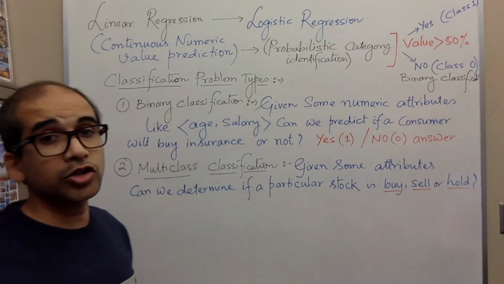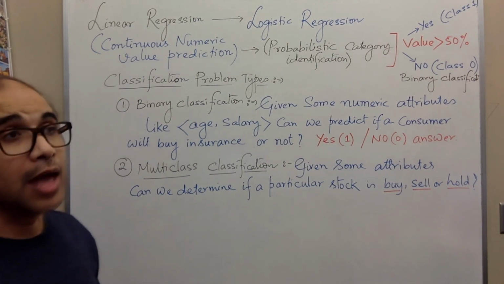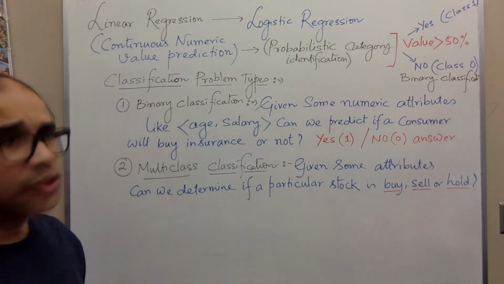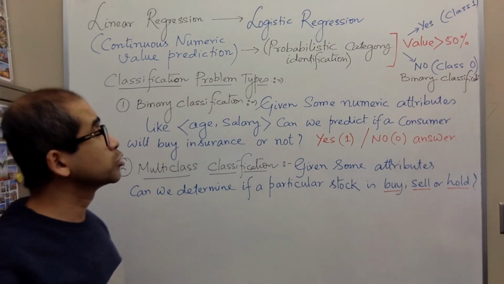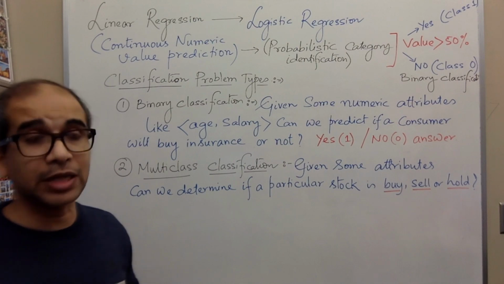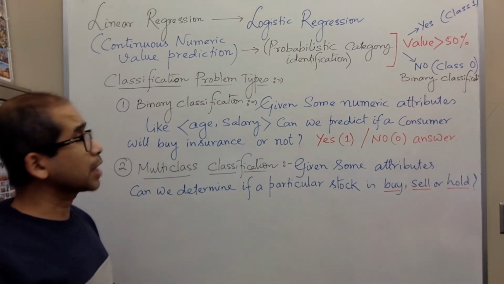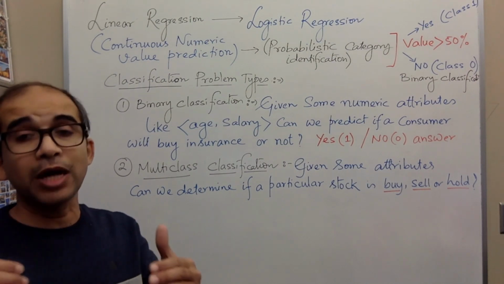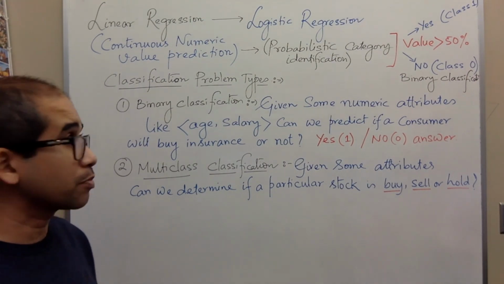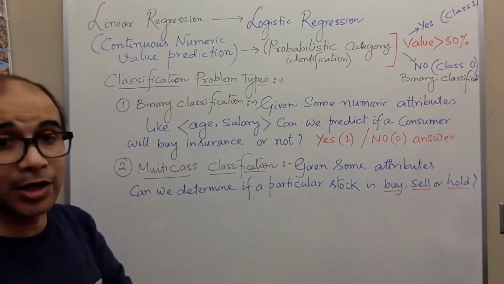So there are only two classes. Sometimes logistic regression can be used for multi-class prediction, but in general, it is more suited for binary classification. When it is used for multi-class classification, there are some special techniques we'll talk about later, where the problem can be broken into multiple smaller binary classification problems. But otherwise, logistic regression is best suited for binary classification.